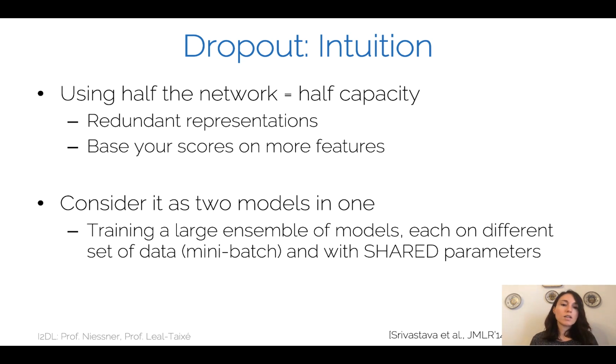So instead of actually training a large ensemble of models with completely different networks, what we do is we train a large ensemble of models, all with the same network, therefore we share parameters, but each of these models is now trained on a different set of data, therefore on a different mini batch. And there's a large ensemble of models because every time I draw the probabilities, and every time I decide whether a neuron is active or not, I am creating a different model because I'm creating different connections depending on which neurons are active and which neurons are not active.